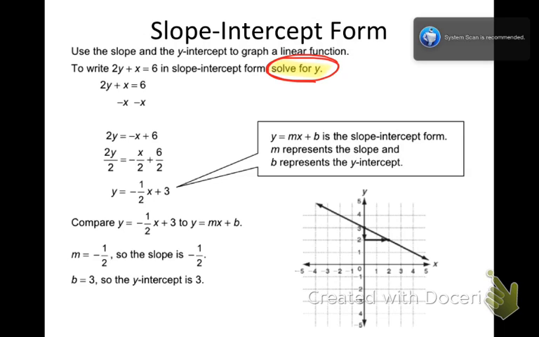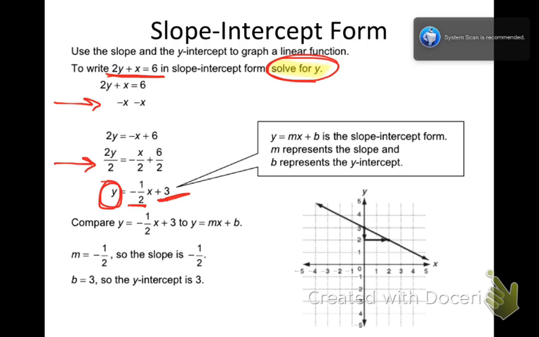All right, so notice here I have 2y plus x equals 6. First step would be to subtract the x to the other side. The next step would be then to divide by 2. Doing that then gets my y all alone. Now, why do I want the y all alone? Because then I can identify my y-intercept and my slope.